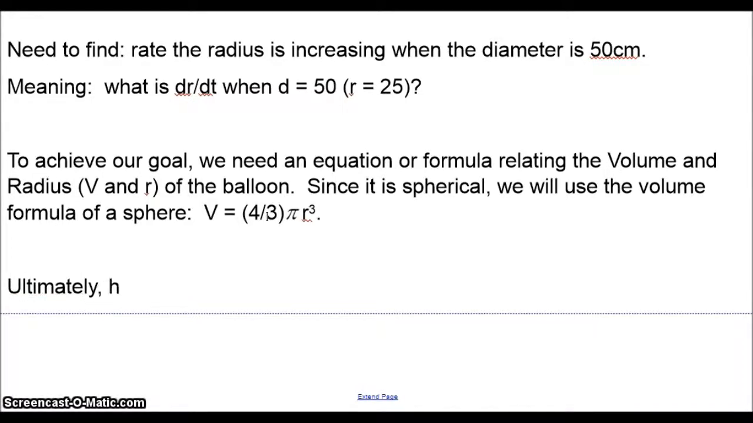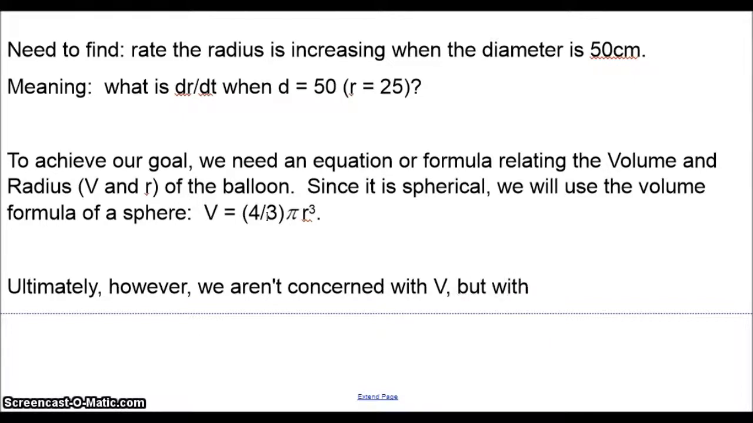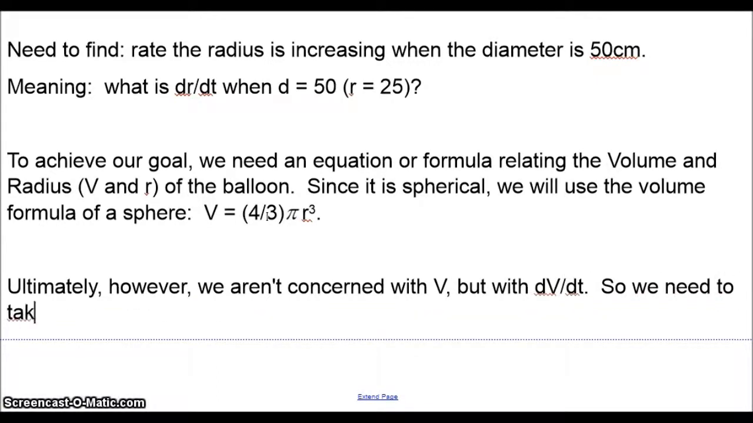Of course, we don't really want to deal with just V and r here. We really want to deal with dV/dt and dr/dt, so we're going to need a derivative. We're going to need to explicitly differentiate this equation with respect to t. So we're going to end up with a dV/dt and a dr/dt in our formula when we're done.